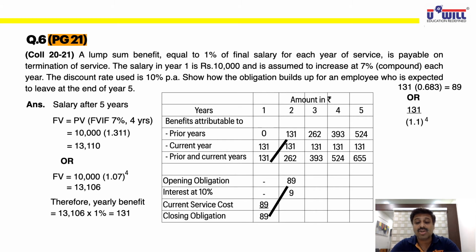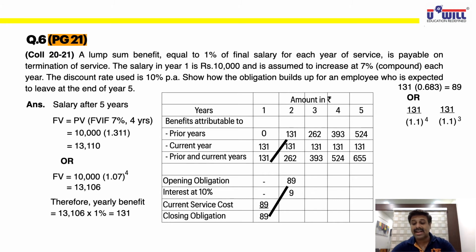Now current service cost, as we calculated, you can use the time value of money table. Now I'm not showing it to you. If you use time value of money tables, then 10% in 3 years. Now only 3 years are remaining in year 2. Like we did 10% in 4 years, 0.683, you can do 10% in 3 years, or else you all do 131 divided by 1.1 raised to 3, which means 131 divided by 1.1, second time divide by 1.1, third time divide by 1.1.